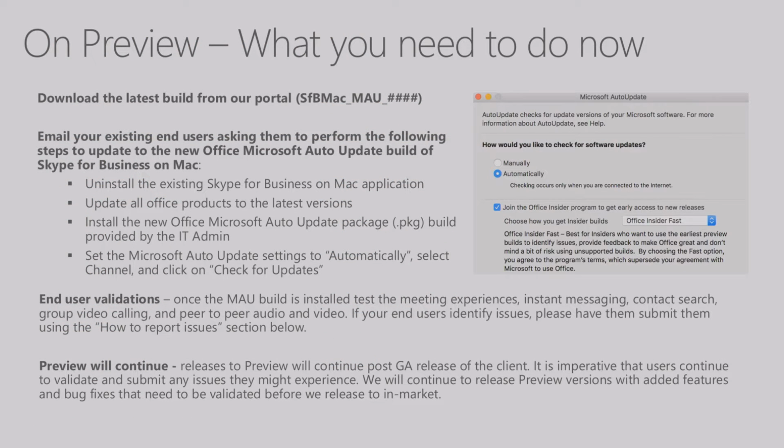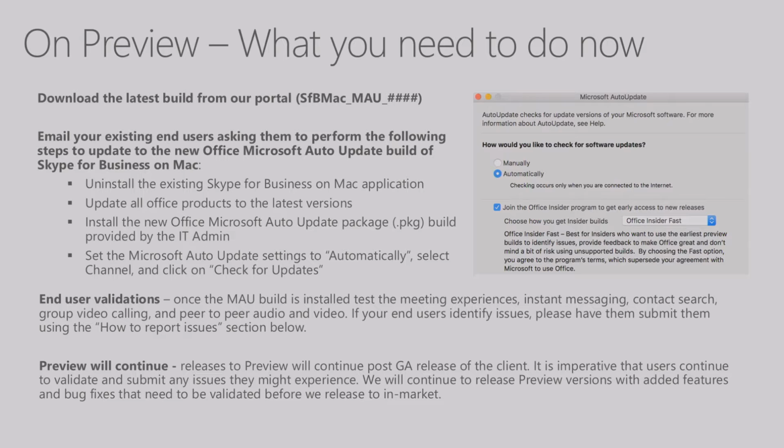All right, so here's a quick slide. I'm not going to talk to everything on here, but this gives you the experience of the MAU build that will be released. If you hear the term MAU, that's Microsoft Auto Update. So here are the instructions to go and download it. Basically, in preview, you go up to the preview portal, pull the latest build down that's labeled SFB_Mac_MAU, and that build will be the build for the actual installer, and that's how the updates will come in the future.